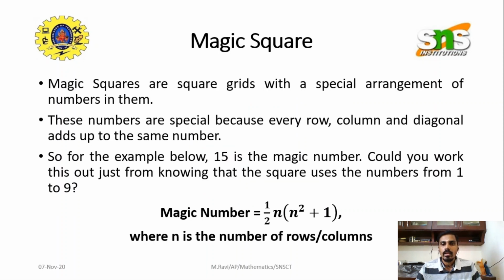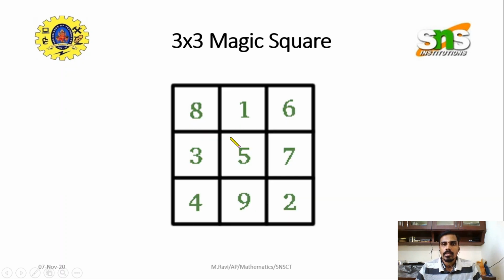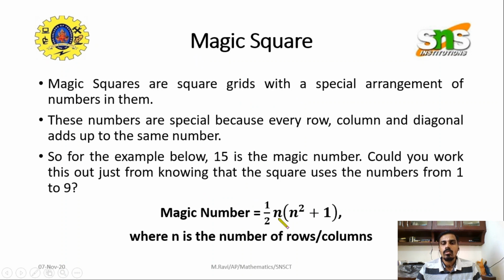This is a 3 by 3. So how do we find the magic number 15? 15 is the magic number and this is the formula. Here in the 3 by 3 magic square, the number of rows and number of columns is 3. Here n is equal to 3. That is the meaning. Substitute the value n equal to 3 here and what will you get?